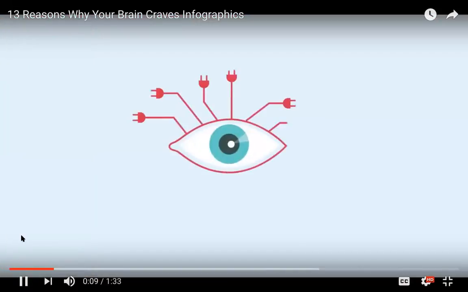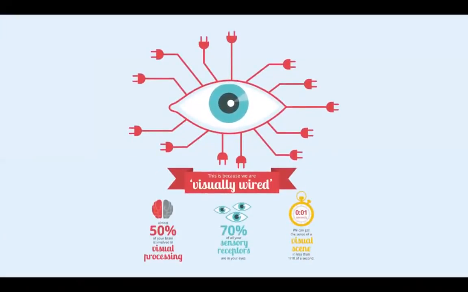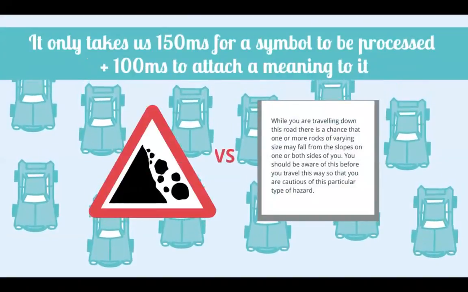Human brains are visually wired. Almost 50% of your brain is involved in visual processing. 70% of all your sensory receptors are in your eyes. And it takes us only 150 milliseconds to process a symbol, plus 100 milliseconds to attach meaning to it.